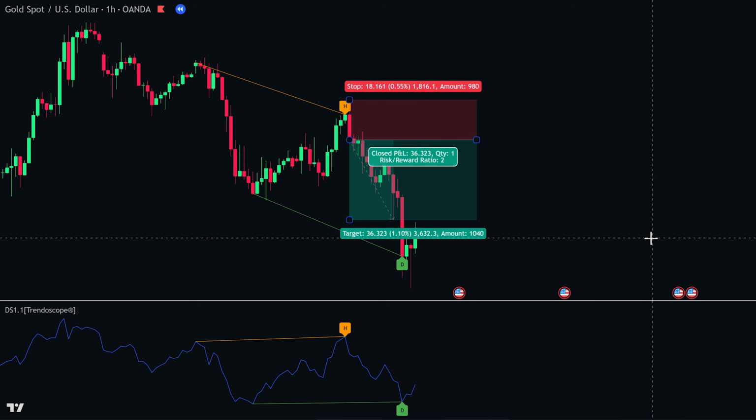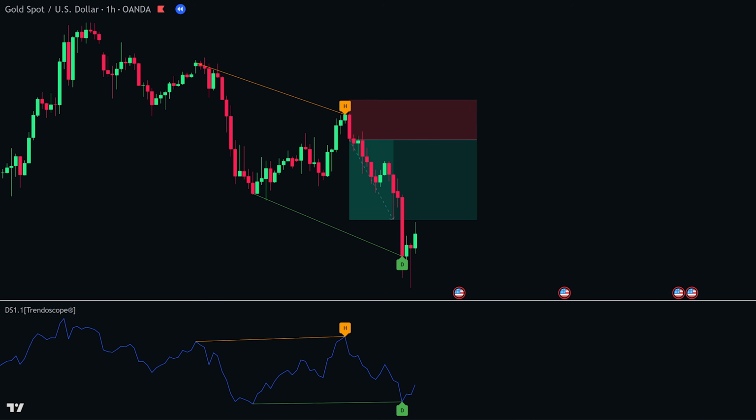But watch what happens next. We can see that price is dropping to a new low, but the RSI is making a higher low. That's a classic bullish divergence, and the indicator has already marked it for us with a green line and label. This signals that bearish momentum is fading, even though price is still falling, a possible sign that a reversal to the upside is coming.